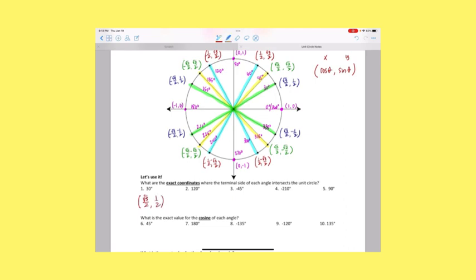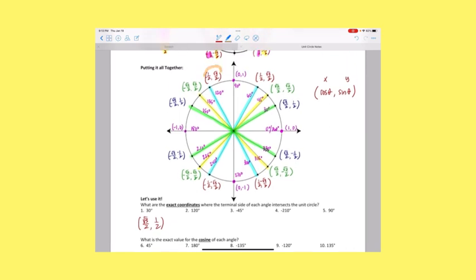120 degrees, I can see that. That's this angle right here. So those coordinates are 1/2 and radical 3 over 2, but that 1/2 is negative. Let's not lose that. And then what about negative 45 degrees?